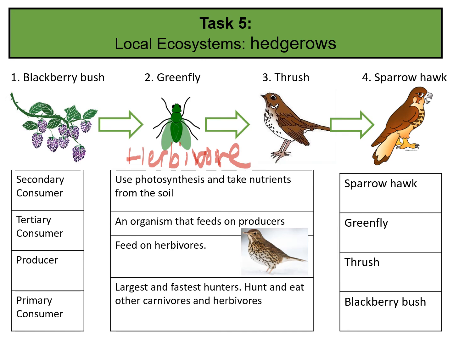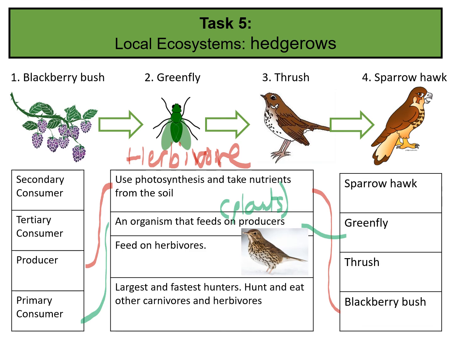So what then is a producer? Well, a producer uses photosynthesis and sunlight and water to take in nutrients from the soil. So these are just coming back to the examples that we did in the last part of the lesson. And what would be an example of a producer? Well, it would be the blackberry bush. Okay then, so what is a primary consumer? So a primary consumer is an organism that feeds on a producer. So it's feeding on plants. So our example of that would be the greenfly.